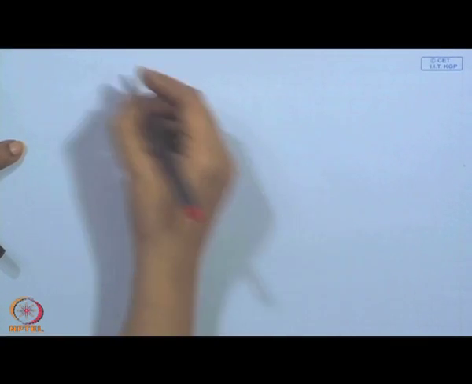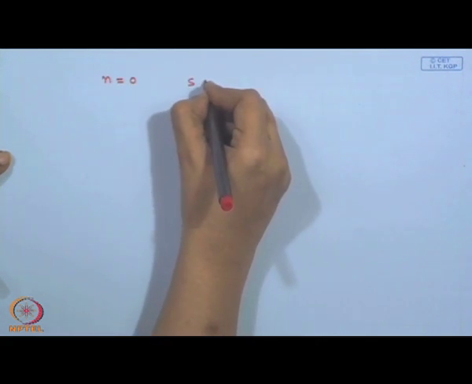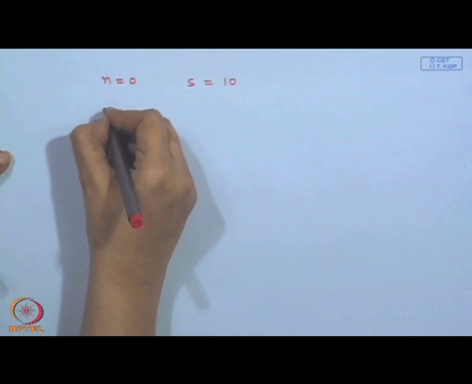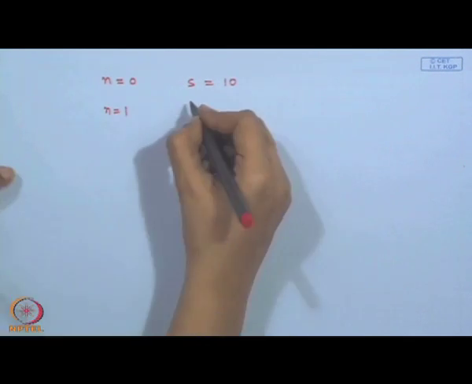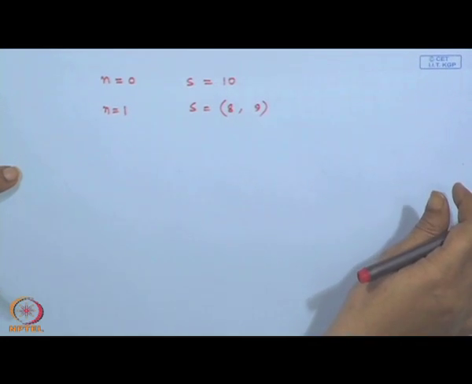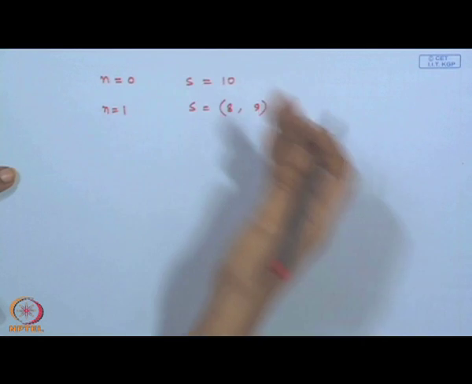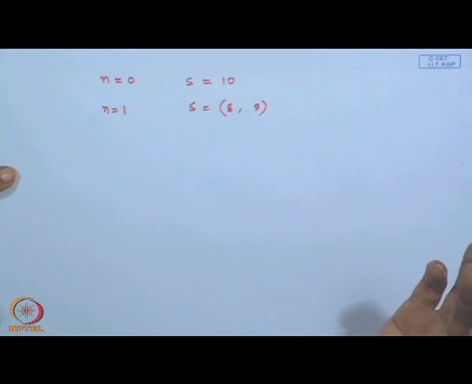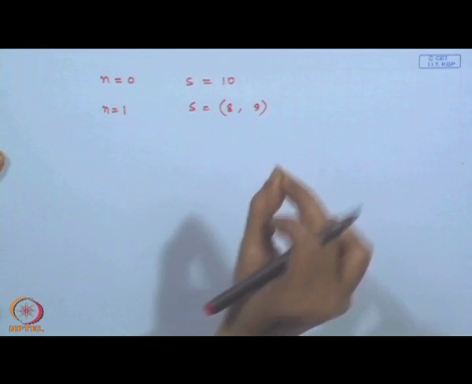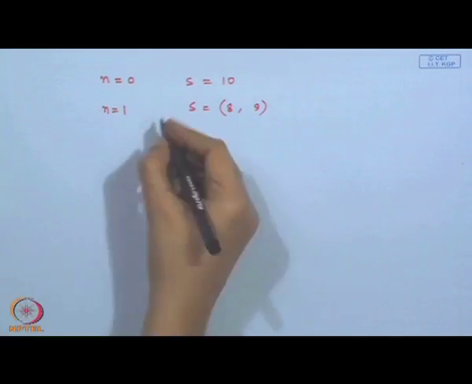Once we are in stage 0, that means we are at vertex 10. Here let me put n equal to 0 and the state variable s equal to 10. When n is equal to 1, then the state variable could be either 8 or 9 as we have seen, and let us see the corresponding objective functional value at different alternatives, because we are moving in a discrete decision space. Here we have only 2 alternatives, either 8 or 9. That is why we can take a decision here.